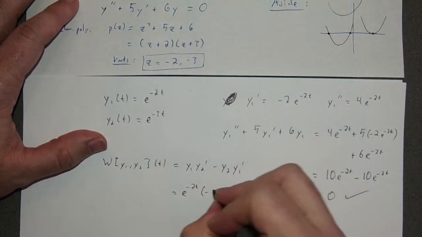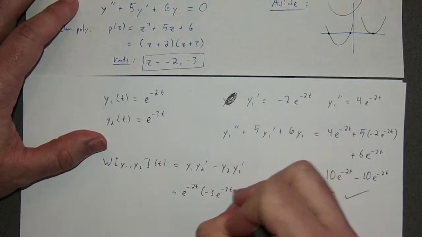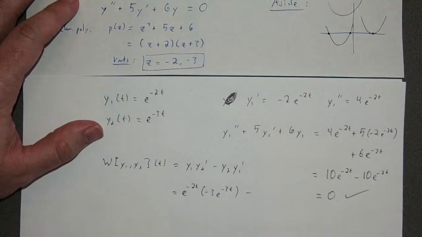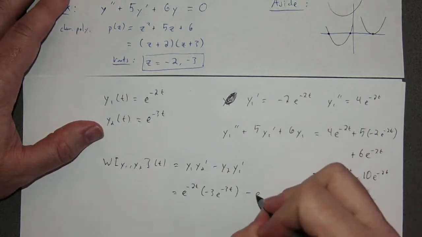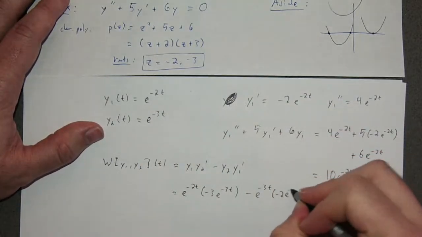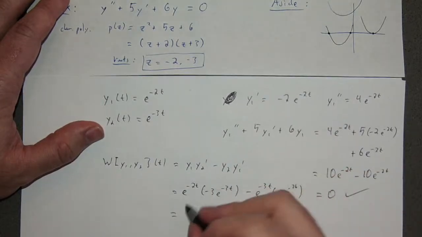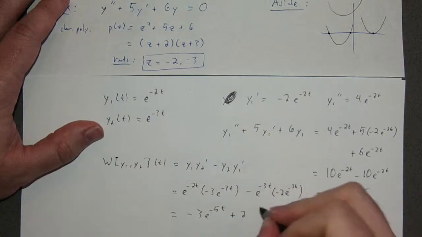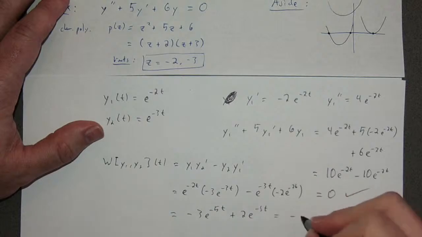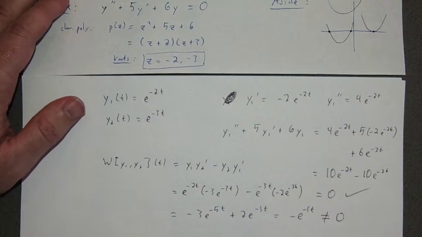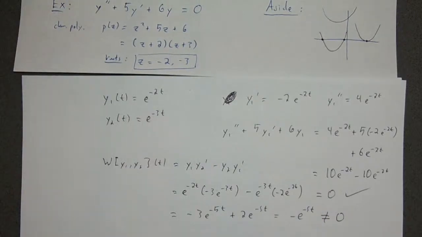y2 prime is minus 3 e to the minus 3t, minus y2, which is e to the minus 3t, times y1 prime, which is minus 2 e to the minus 2t. And this is equal to minus 3 e to the minus 5t, minus minus, this is plus 2 e to the minus 5t. So this is minus e to the minus 5t. And this thing is always negative, right? It's never 0. So the Wronskian is never 0, so this is, in fact, a fundamental solution set.